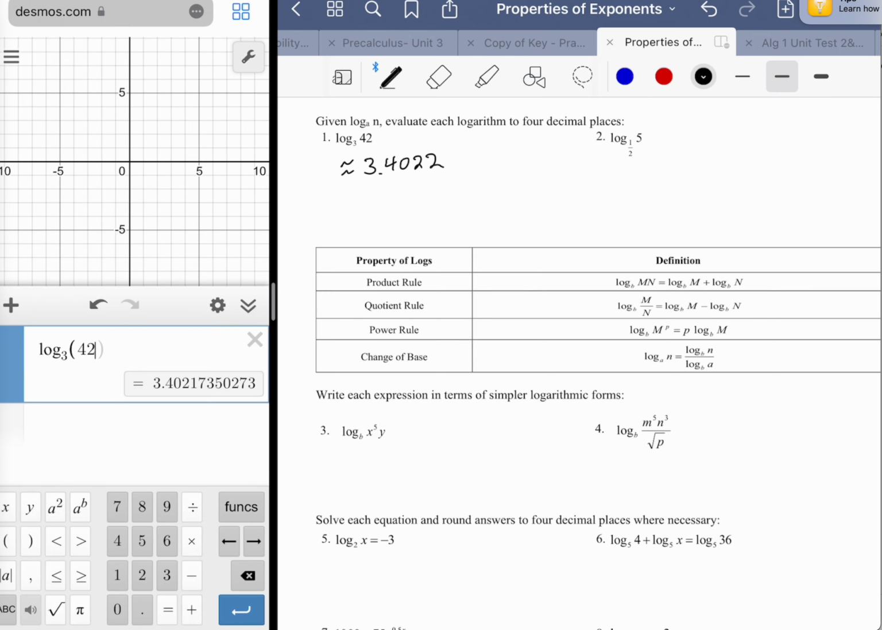And again, all that number is telling us is what I'd have to raise the number 3 to in order to get a result of 42. All right. 3 to the third power would give me a 27. 3 to the fourth power would give me an 81. So it makes sense that 42 would be somewhere in between.